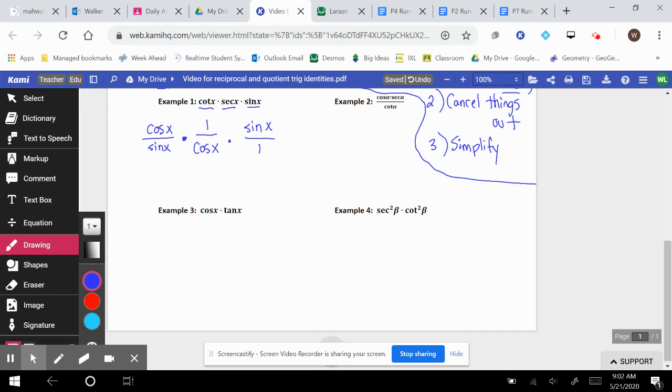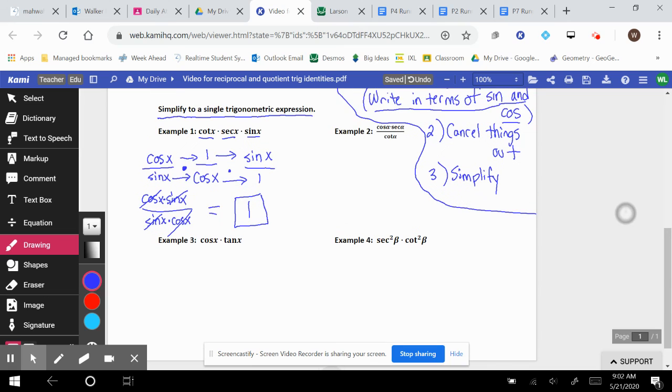Okay, so now I have three fractions. Multiplying fractions, you multiply across the top and you multiply across the bottom. So I have cosine times 1 times sine of x, or cos of x times sine of x. On the bottom, sine of x times cos of x times 1. Okay, so the same exact thing, sine of x times cos of x. All right, on top, I have a sine, on bottom a sine, on top a cos, on bottom a cos. They're all going to cancel out, and my final answer is just 1.